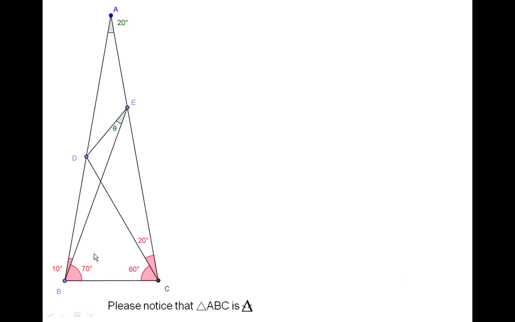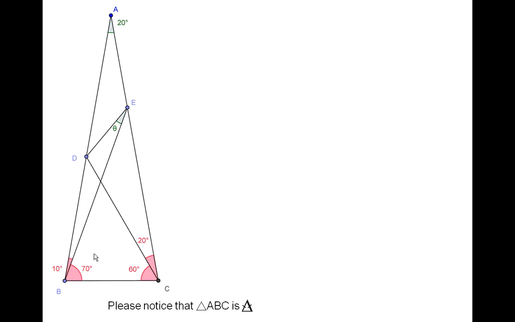Okay, let's look at the question itself. Here is a triangle. Within the triangle, there are two lines, DC and DE, and also a line called BE. With DE and BE, we have an angle theta shown on the graph. This is the problem itself: we are going to find the value of this theta.